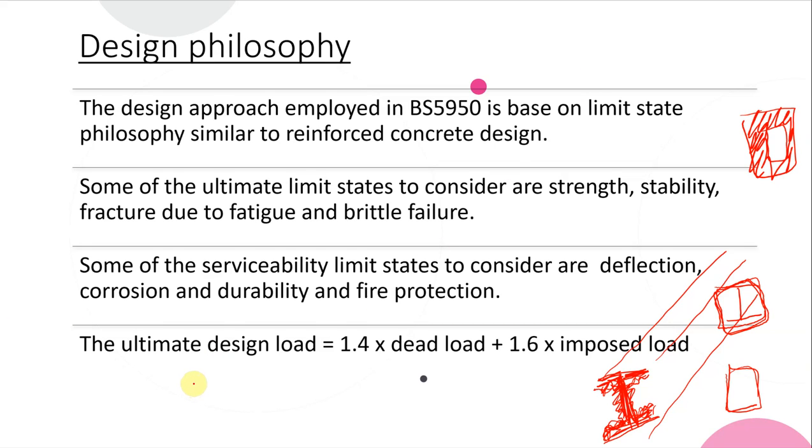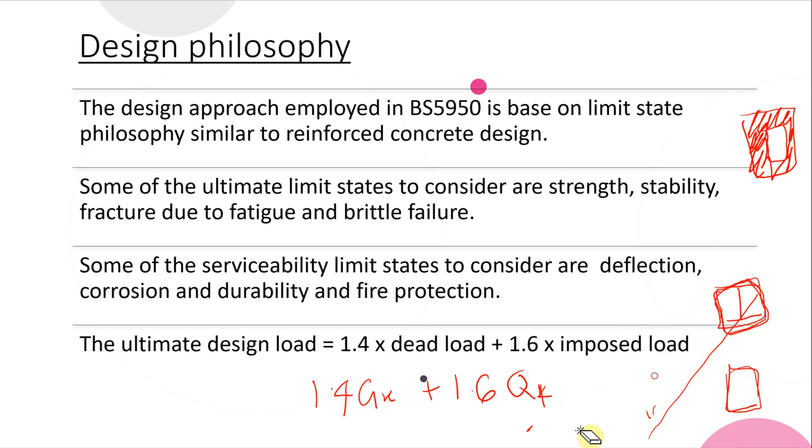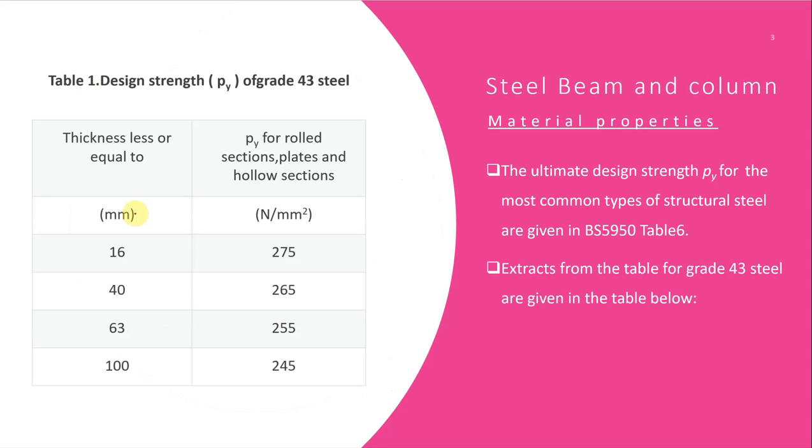Okay, so as usual, what we normally do when we design is the ultimate design load, the formula which is 1.4 GK plus 1.6 QK. This is the very normal formula that we use. And then as usual we calculate moment and such, the same way we calculate for loading. But here I want to explain a little bit about other things.